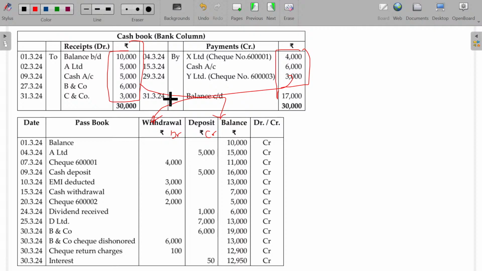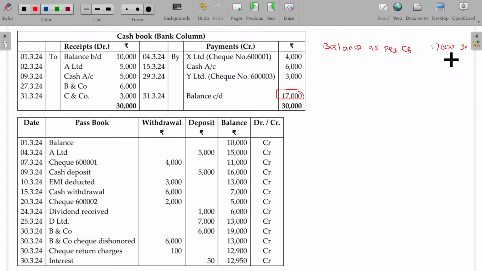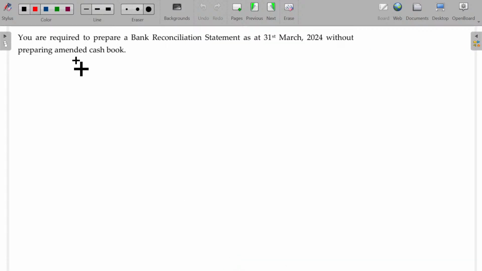Now you have to find out the reasons for the mismatching values and prepare a statement that is called the bank reconciliation statement. For that, 17,000 is the balance as per cash book. If you have money in the bank, then it's called debit. If you have withdrawn more money than what you have deposited, then it's called overdraft. Overdraft will be on the credit side. Clear? And the balance as per the banker as on the last date is 12,950. You are required to prepare the bank reconciliation statement without preparing an amended cash book.